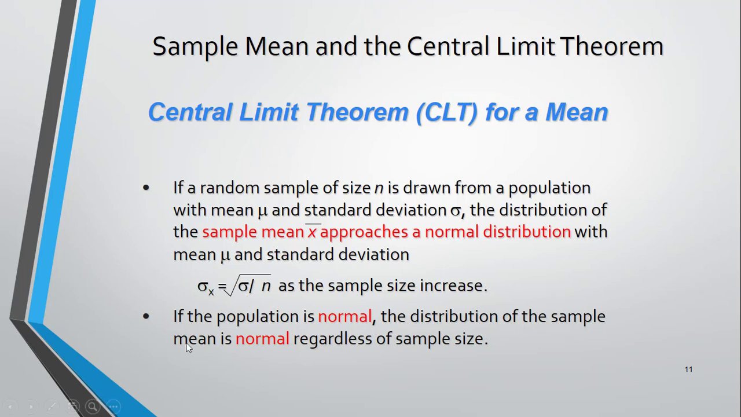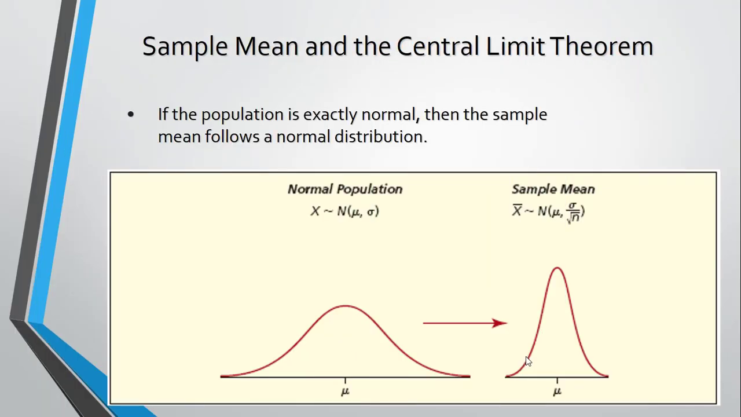And if the population is normal, the distribution of the sample mean is normal as well, regardless of sample size. Now that's the central limit theorem, and it's quite useful, since we can use the normal distribution to make calculations. Basically, if a population is exactly normal, with a mean of mu and standard deviation of sigma, then the sample means follow a normal distribution too, and the mu is still the same.